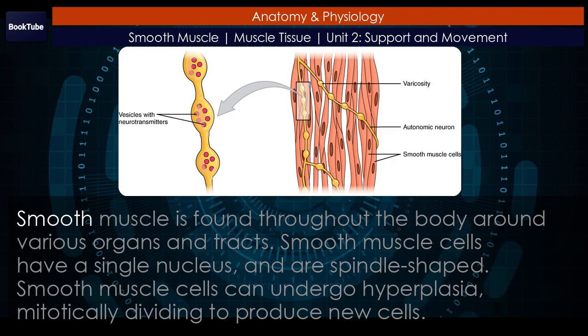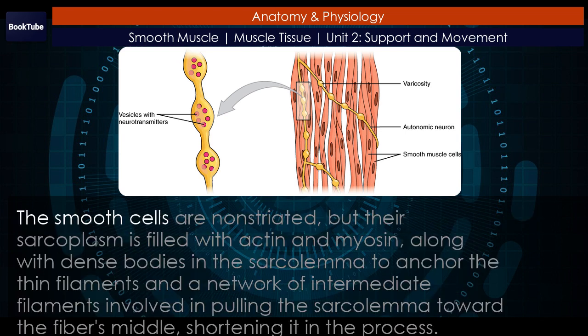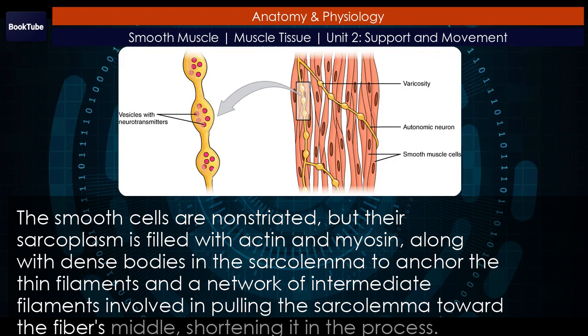Section summary. Smooth muscle is found throughout the body around various organs and tracts. Smooth muscle cells have a single nucleus and are spindle-shaped. Smooth muscle cells can undergo hyperplasia, mitotically dividing to produce new cells. The smooth cells are non-striated, but their sarcoplasm is filled with actin and myosin, along with dense bodies in the sarcolemma to anchor the thin filaments and a network of intermediate filaments involved in pulling the sarcolemma toward the fiber's middle, shortening it in the process.